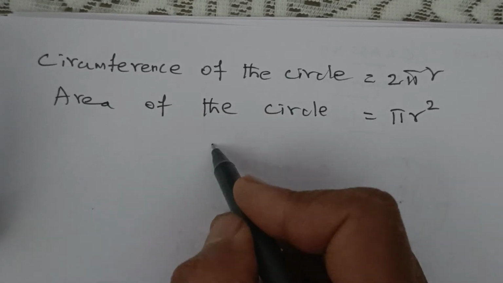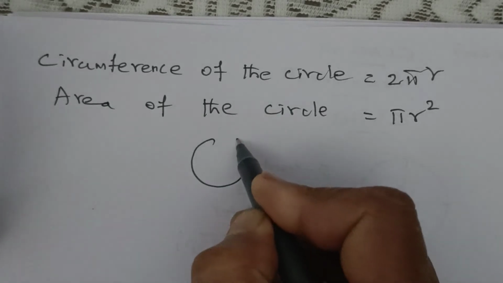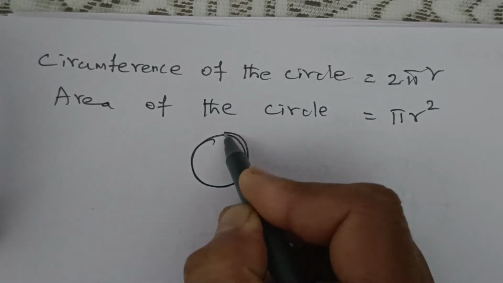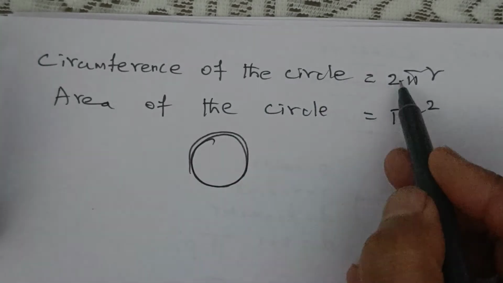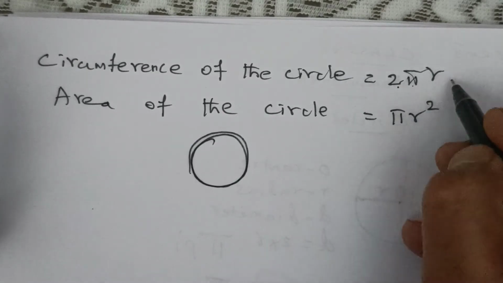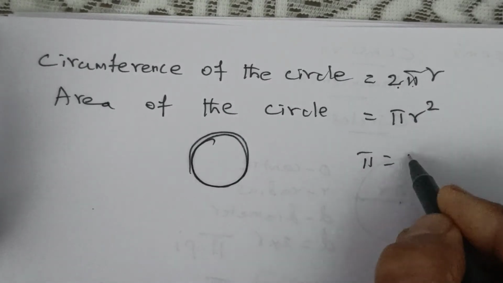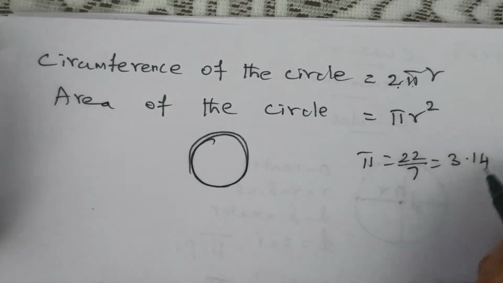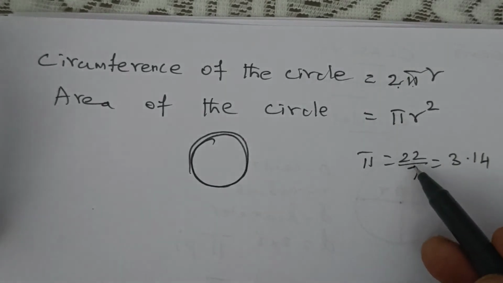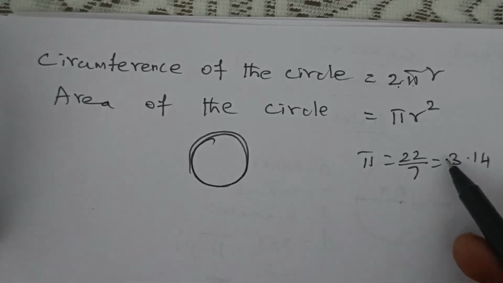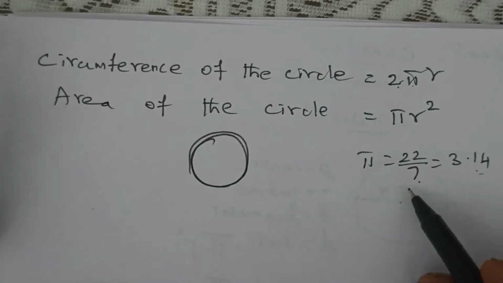What is circumference, children? I am reminding you once again: the total distance along the boundary. This boundary curved line is called the circumference, which is 2 pi r. And what is pi? The value of pi is 22 by 7, or 3.14. In any sum, if no value is given in the question, we can use 22 by 7. If some value is given in the question, then we use the same value.